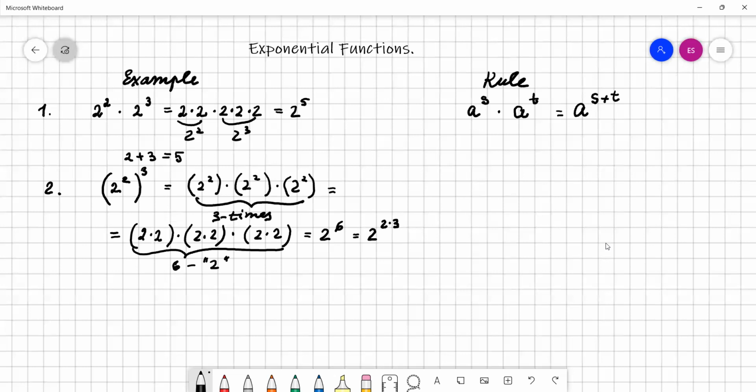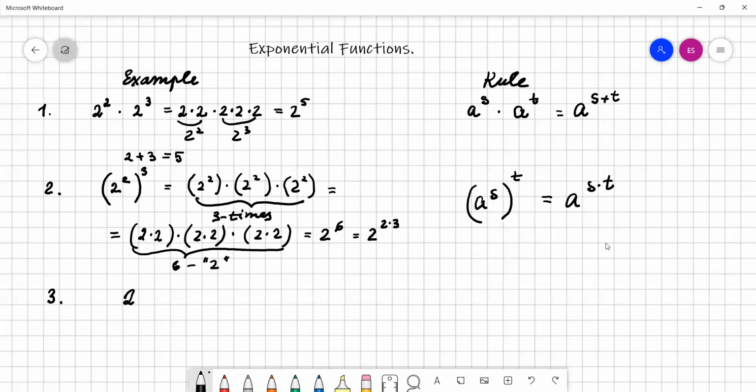The rule is going to be next. a to the power of s, and to the power of t. It's going to be a to the power of s multiplied by t. So when we raise a power to a power, we multiply the powers, and we add them in the first rule.